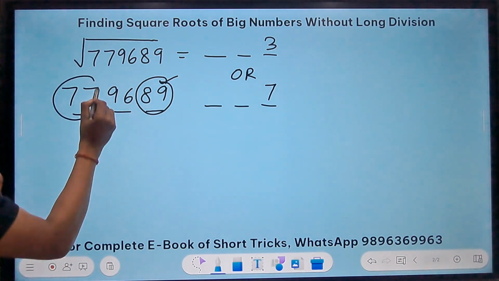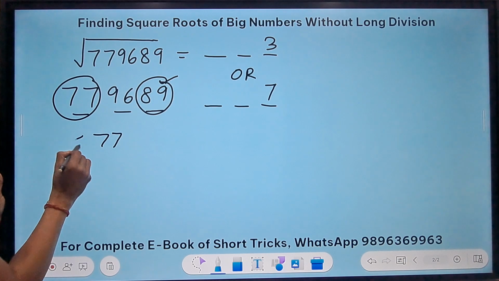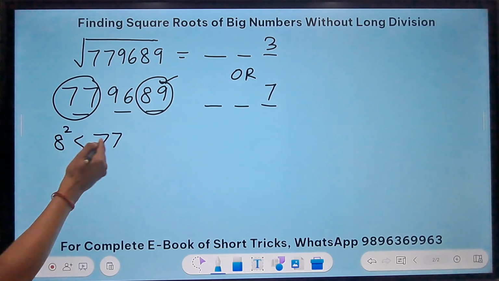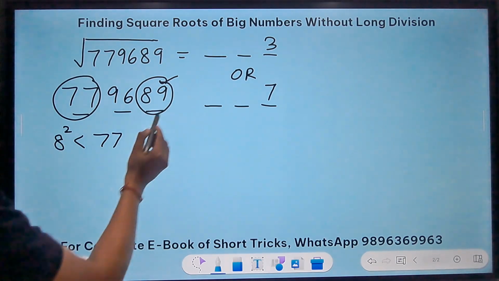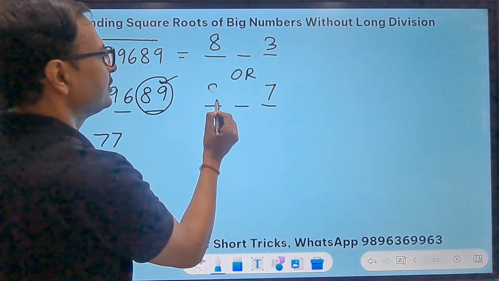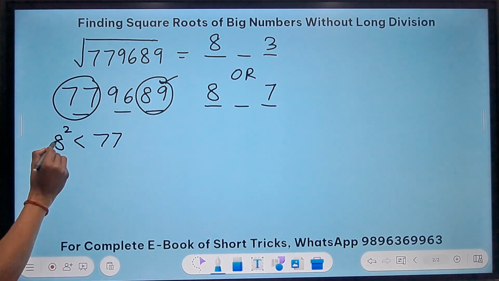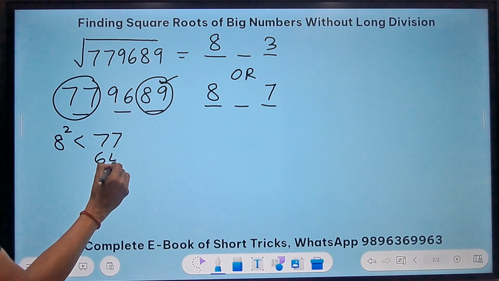Now look at the first pair. 77 is greater than 8 square, right? 9 square is over 77. I don't want to go over this number. So this 8 forms the 100 digit. And now 8 square is 64. So I'll subtract 64 from this.